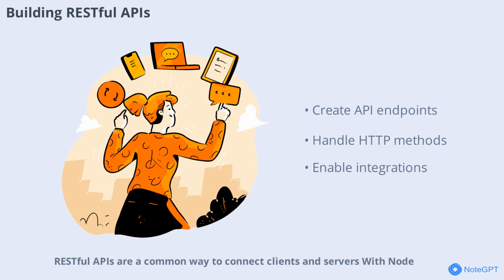RESTful APIs are a common way to connect clients and servers. With Node.js and Express, you can easily create endpoints that handle HTTP methods like GET, POST, PUT, and DELETE. Building APIs allows your application to communicate with other services and clients, enabling powerful integrations.